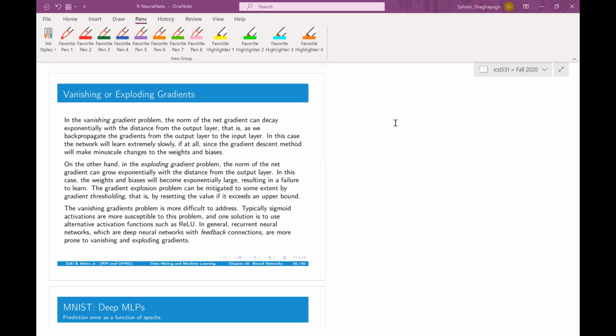So why is this happening? For example, you remember that when we were talking about multi-layer perceptron, our gradients are going to be updated like this. We had these net gradients, for example, the net gradient for layer L.